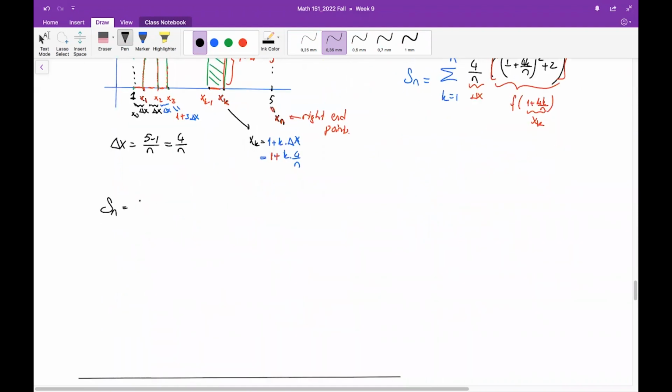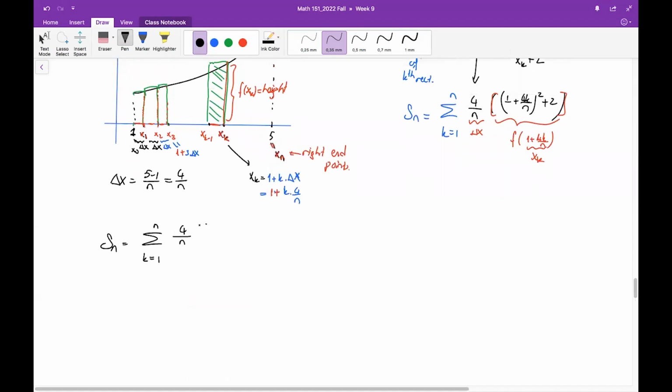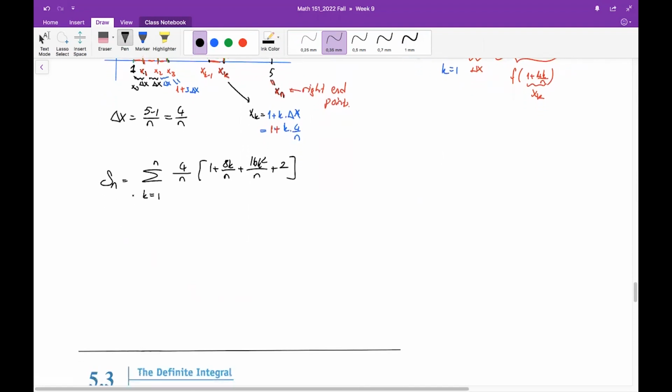So what is Sn? It is the sum for k from 1 to n of (1 + 4k/n)^2 times 4 over n. I am directly writing this by computing the square: 1 plus 8k over n plus 16k squared over n squared. And now it is time to distribute the sigma notation over all the sums, for k from 1 to n. Just make this multiplication.